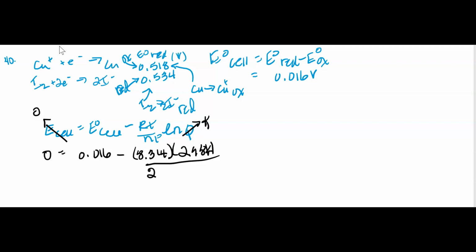2 moles of electrons, right? There are 2 moles of electrons. We would multiply this equation by 2 to get the 2 electrons. And Faraday constant, natural log of K, and then we solve for K, and I get K equals 3.48.